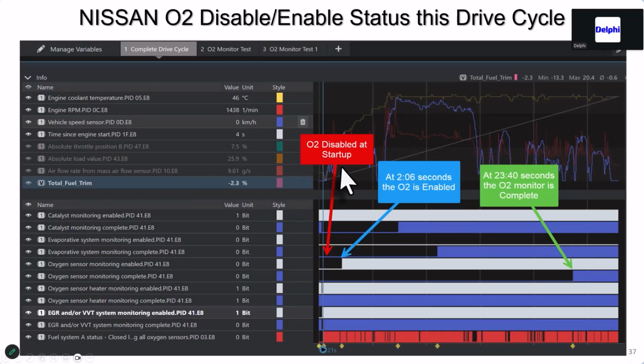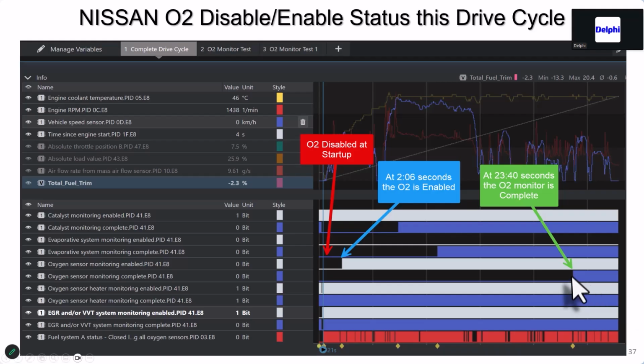Okay, now here's the Nissan that you're going to see when I tell you, if you see a Nissan that says disabled, start it up. If it still says disabled, just run it a while. And what you'll see in this particular car, at over 2 minutes, the O2 became enabled. This was not the way it was supposed to be written, but I see a lot of Nissans this way. Then as you're driving, it's now enabled, and look at what happened to the O2 over here. 23 minutes later, this is a long time for a monitor test to run, but that's the way these Nissans are.